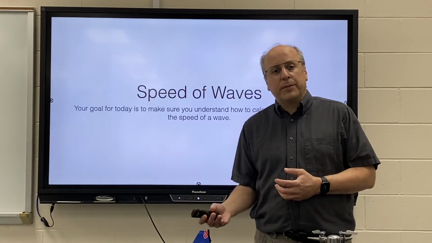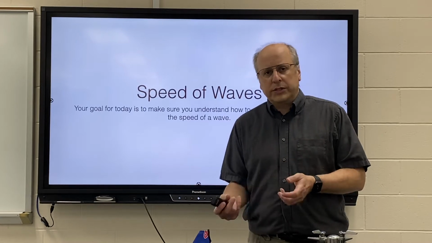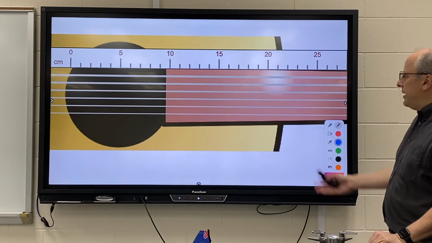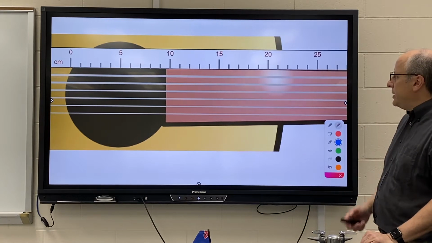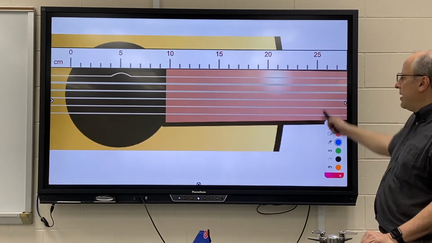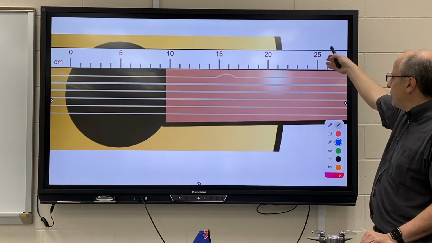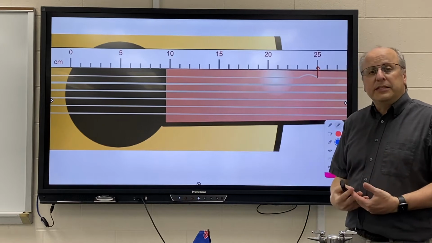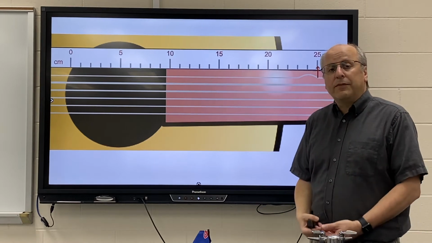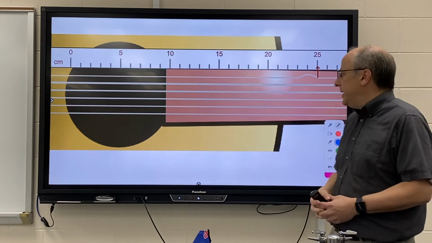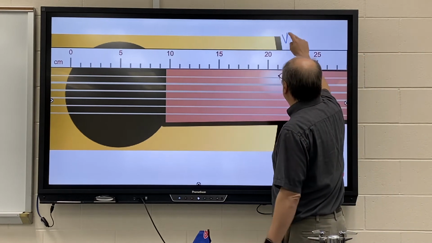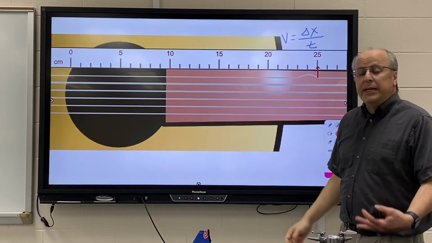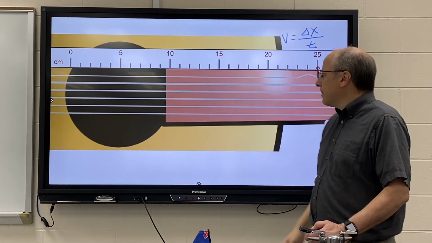We'd now like to formally make sure we understand what's going on. So yesterday we looked at the strings on a guitar. We sent a pulse down the string and we timed how long it took the energy pulse to reach a certain space. Based on the distance it traveled and the time of travel, we were able to find speed. So don't forget the formula for speed that we've been using since the beginning of the year. Speed equals distance over time.